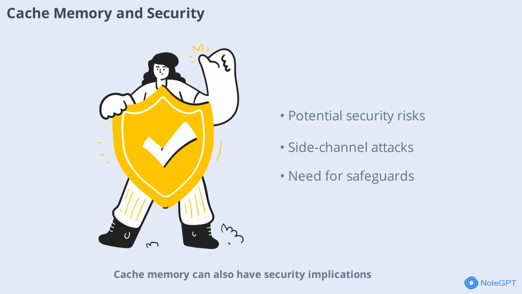Cache memory can also have security implications. Attackers can sometimes exploit cache behavior to access sensitive data, a technique known as a cache side-channel attack. Designers must take these risks into account and implement safeguards to protect user data.